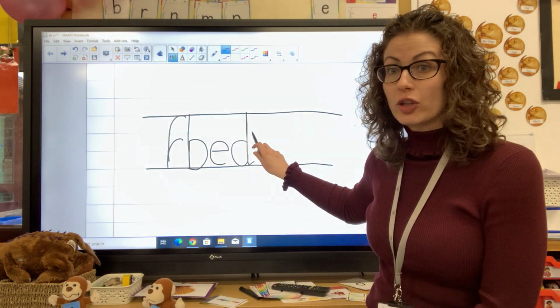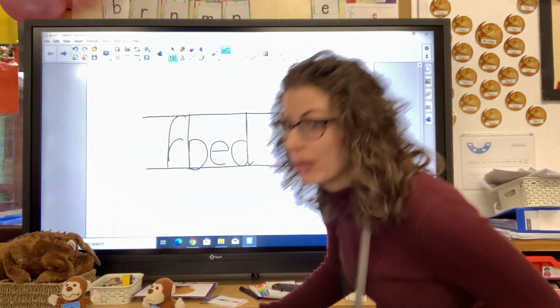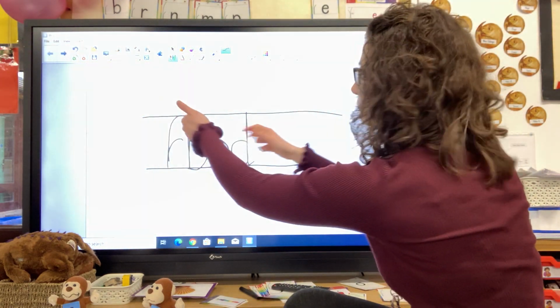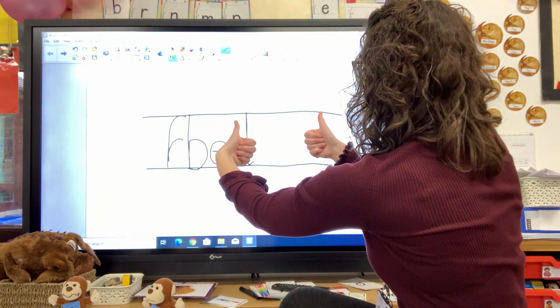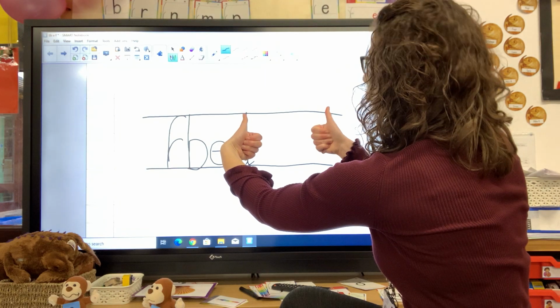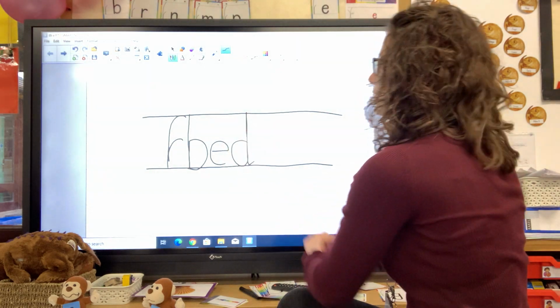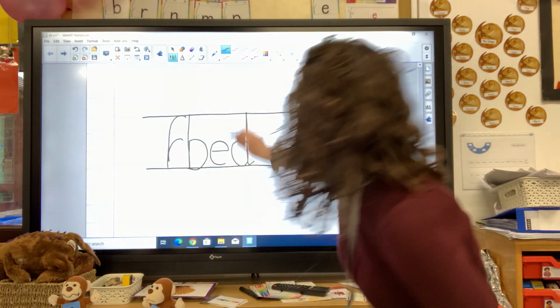D has got a flick, B has got no flick. Remember, turn my chair around, pull this out. I showed you my B and my D on my thumbs, which is a really good way to tell them apart. B and D. Okay. Take a picture.